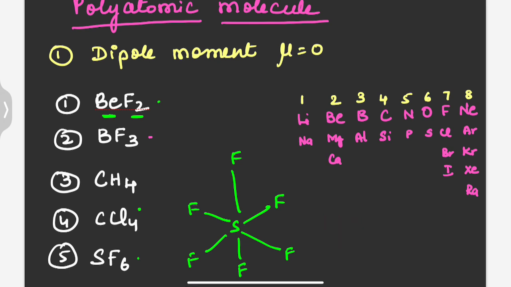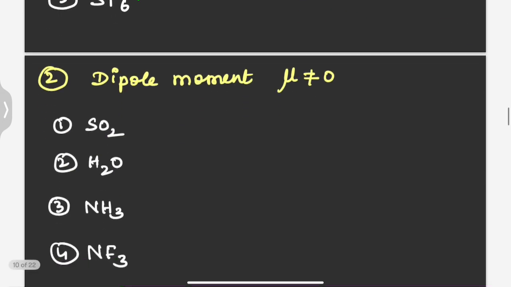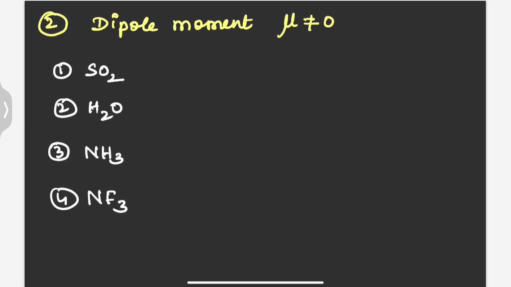One more method is if the bond angles are equal. Here you can see all the bond angles will be equal to 90 degrees. Just measure. You can see the bond angle will be 90 degrees in the octahedral structure. Therefore this molecule shows symmetry and the dipole moment will be equal to 0. Remember this example where dipole moment is equal to 0. Now the second type, where dipole moment is not equal to 0. We will see here why it is not equal to 0.